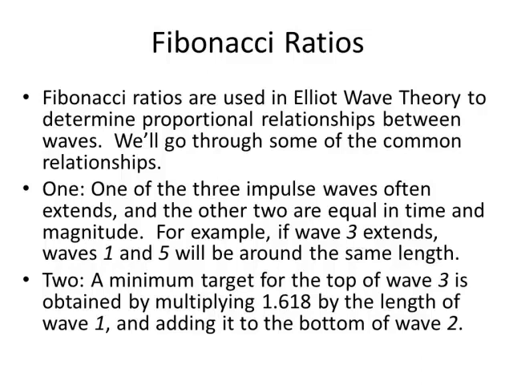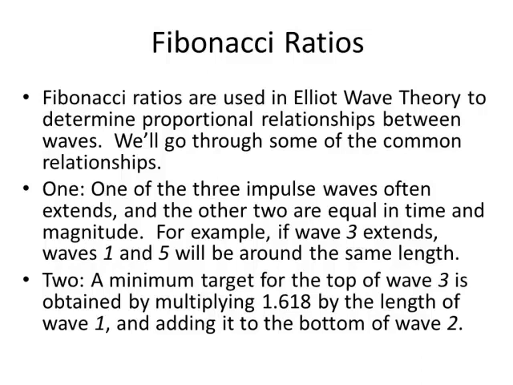So here's the first relationship. One of the three impulse waves often extends, and the other two are equal in time and magnitude. The impulse waves are waves 1, 3, and 5, right, within our 8-wave trend. And what we are most likely to see is that one of those three waves will be long, will be extended, and the other two will be roughly equal. So we're likely to see two equal length waves and one longer wave. For example, if wave 3 is the extended wave, then waves 1 and 5 will be around the same length.